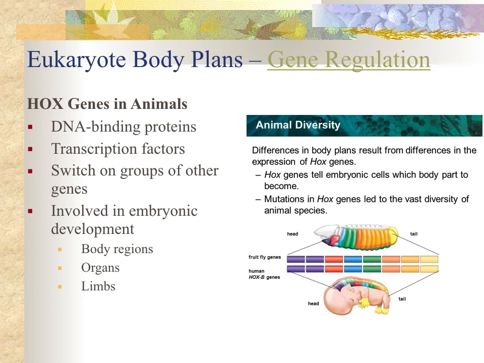A really good example of this is the Hox genes. These are the genes in animals that control the development of multicellular animals. They tell embryonic cells what genes to turn on or turn off. These Hox genes are activated by DNA binding proteins that serve as transcription factors. One Hox gene will switch on other groups of genes involved in the development of regions like the head, limbs, or organs. And so we can turn them on and have different structures develop into different things. Again, these genes share promoters, and so when they share promoters, they can all be turned on at the same time.